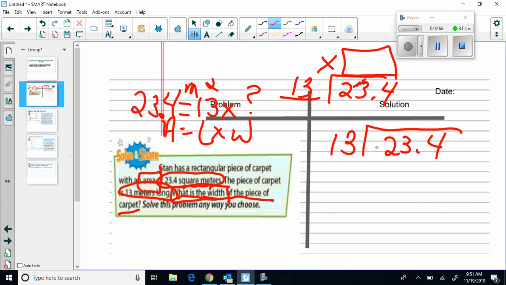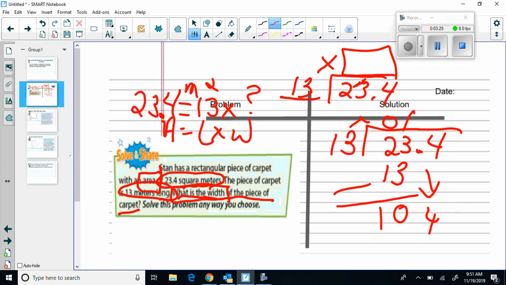Now, you could also do the process of elimination, and you could just randomly try 13 times a number until you get 23 4/10. That could possibly take a while. So this strategy using division as the operation would just be a quicker approach. So 13 is not going to 2. 13 is going to go into 23 one time. 1 times 13 is 13. Subtract. And after you subtract, you bring down.